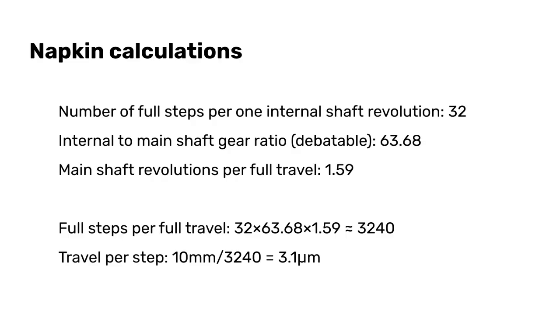In full step mode, it takes 32 steps for 1 revolution of the internal shaft, 63.68 turns of the internal shaft for the single main shaft revolution, and 1.59 main shaft revolutions to slide the carriage from start to finish, or 3240 steps in total. In the ideal world, it's approximately 3.1 micrometers of linear movement per step.